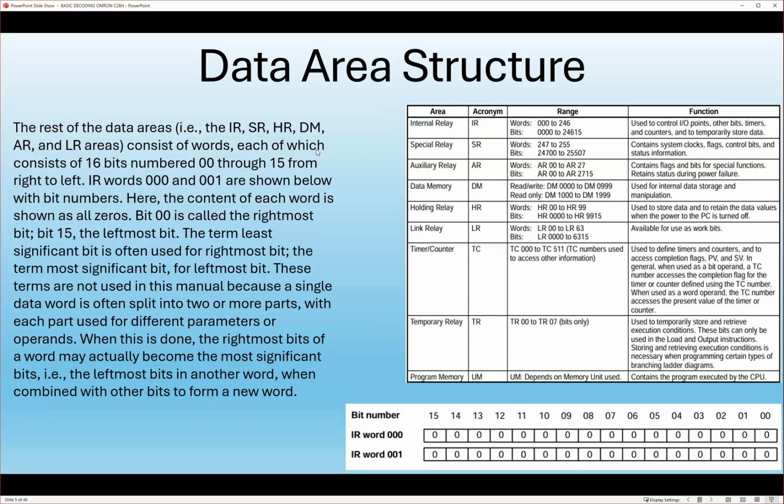This is that data area structure. So this is showing you an internal relay word, and here's your bits. And this kind of explains it, right? So this shows all the other acronyms here, each of which consists of 16 bits numbered 0 through 15 from right to left, not left to right, right? So it's right to left. IR words 0 and 1 are shown below with their bit numbers. That's basically all this is showing here. And yet again, I put this acronym cheat sheet here so that you can get used to the acronyms within the device, because we'll be going through it in some aspects.